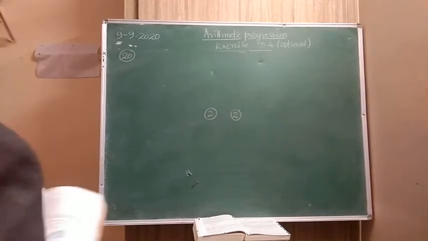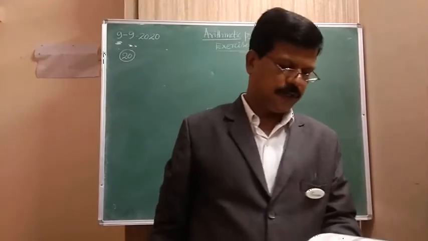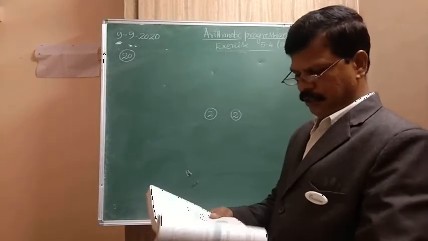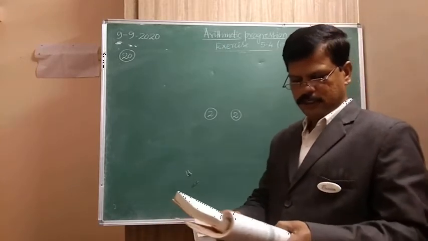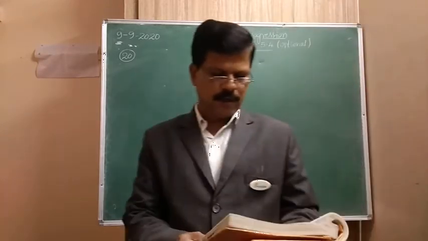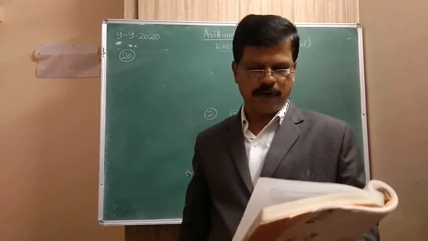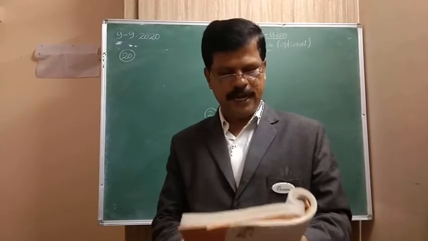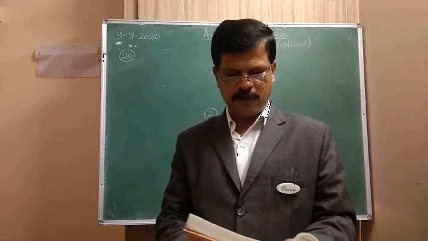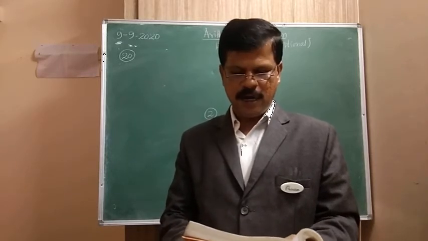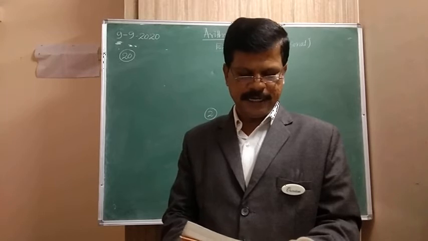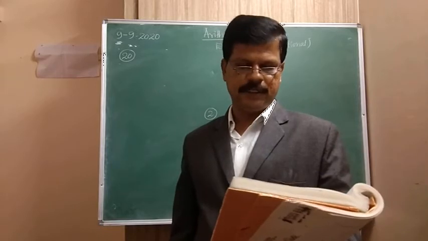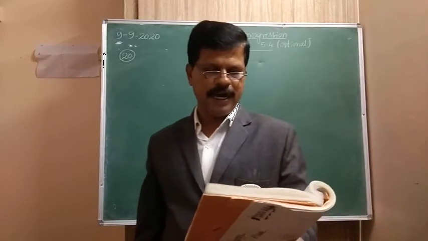Now see the exercise 5.4 optional questions. In that, first, second, try yourself. Now I am doing the fourth one. The houses of a row are numbered consecutively from 1 to 49. Show that there is a value of x such that the sum of the numbers of the houses preceding the house numbered x is equal to the sum of the numbers of the houses following it. Find this value of x.